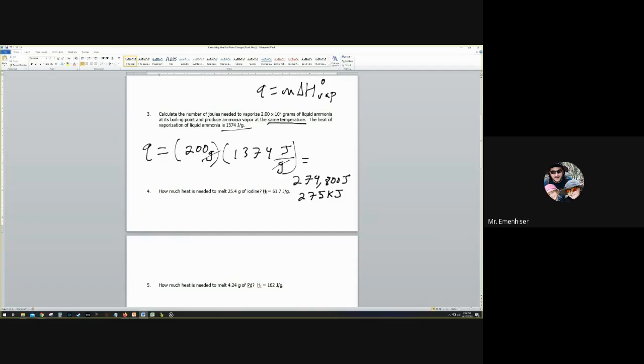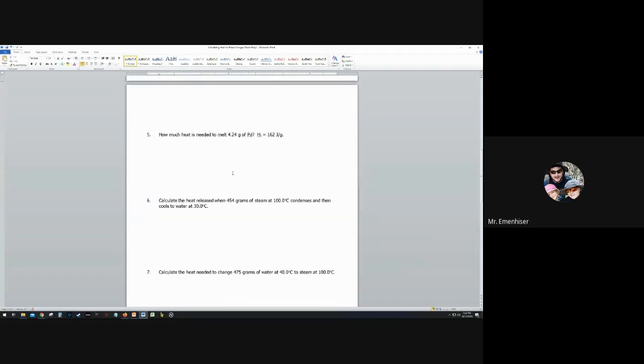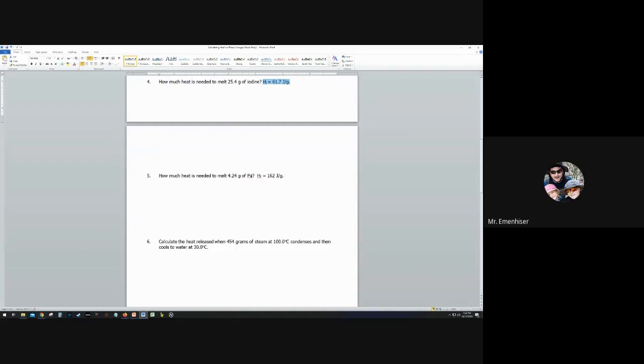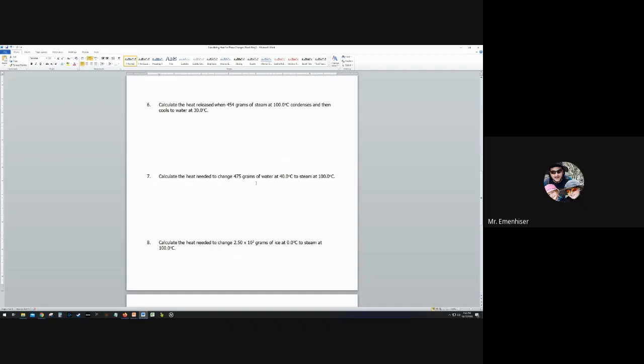These are pretty easy. Number 6. So now I'm going to switch to number 6 because these are almost the same. And I like these questions, and I like to assign them because you've got the delta H of formation. So the delta H of formation for iodine is right here. The delta H for melting palladium is right there. Okay, so number 6, calculate the heat released when 454 grams of steam at 100 degrees condenses and then cools to water at 30 degrees.